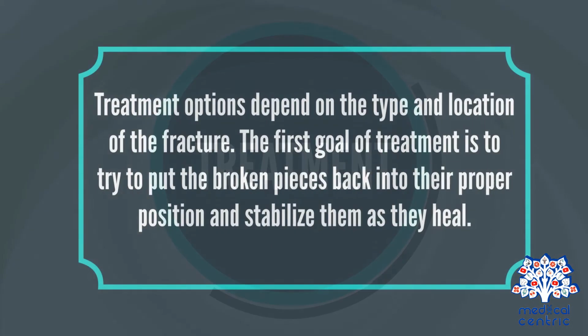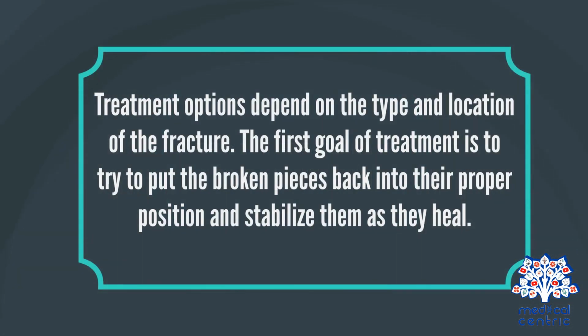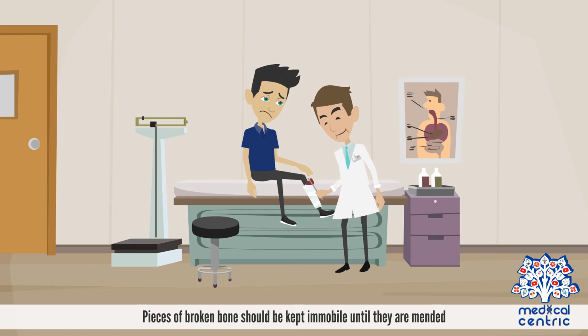Treatment. Treatment options depend on the type and location of the fracture. The first goal of treatment is to try to put the broken pieces back into their proper position and stabilize them as they heal. Pieces of broken bone should be kept immobile until they are mended.